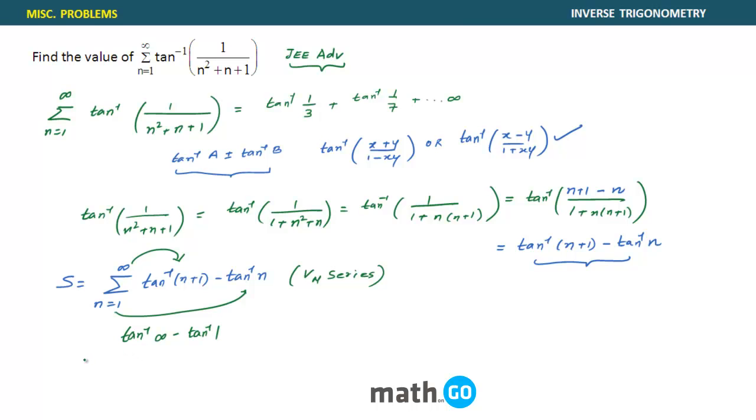So what is tan inverse infinity? Infinity is nothing but 1 by 0. So that is nothing but, yes, you get it, pi by 2. This is pi by 4. So the answer we wanted is nothing but pi by 4 itself. So this is how you are going to solve this.